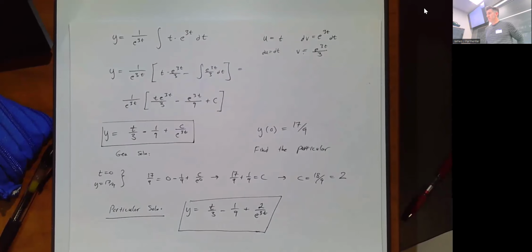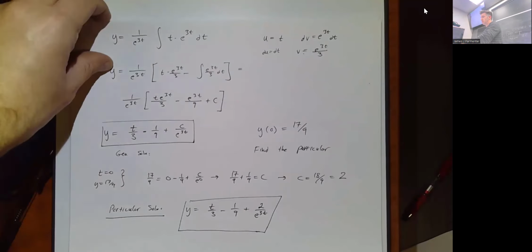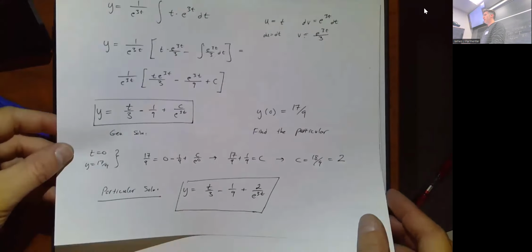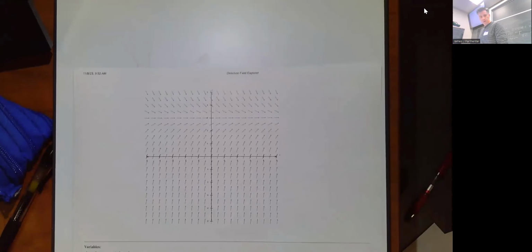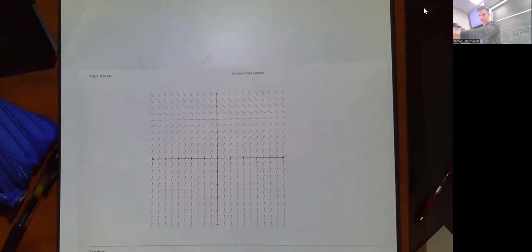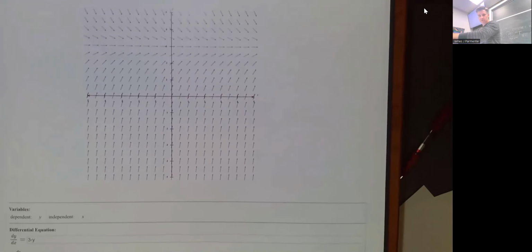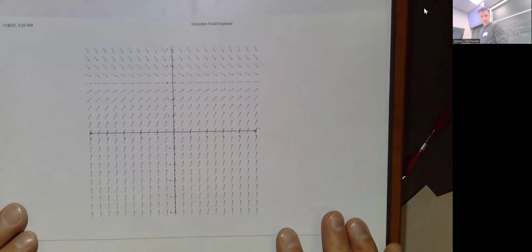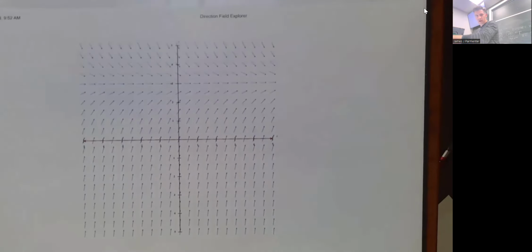All right. Good stuff. Let's look at some direction fields. Let's go ahead and look at this direction field here. Hopefully you can see it. You all will have to tell me how well you can see that. Kind of okay. Let's zoom in a bit. Yeah, that's way better. Okay, that's better.